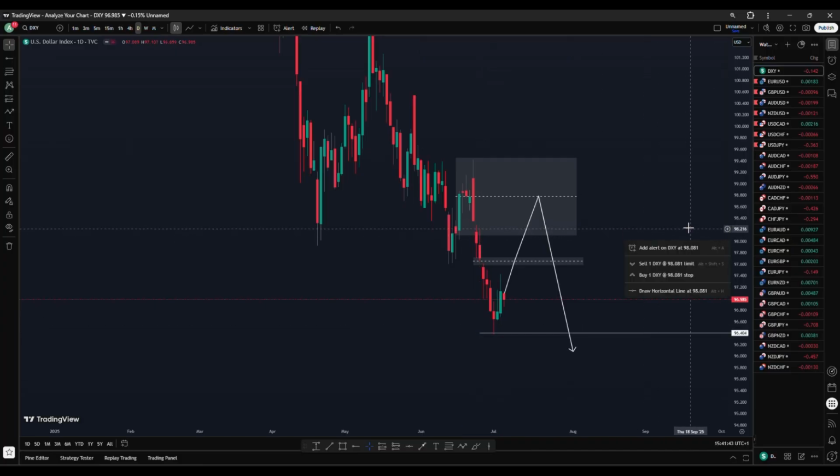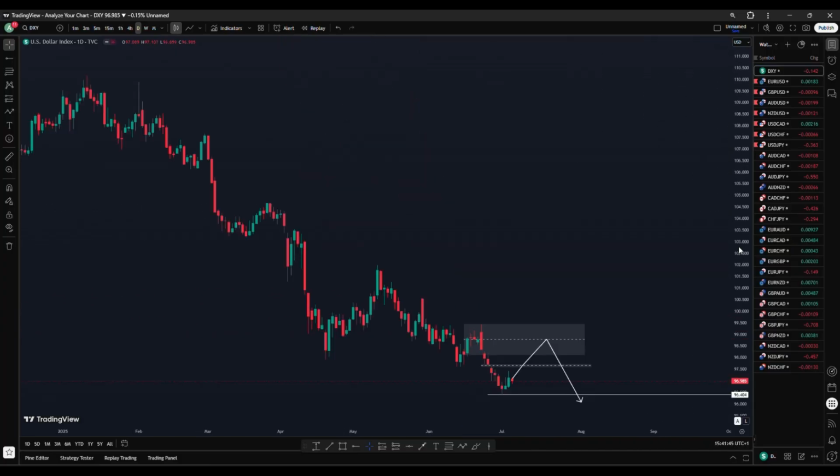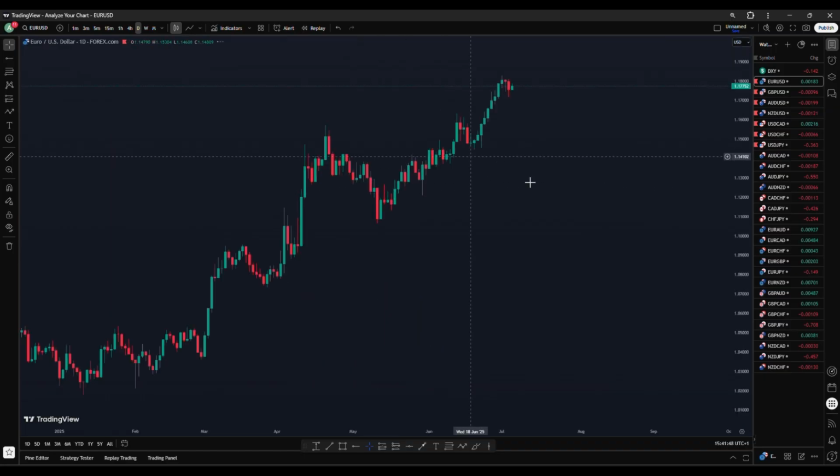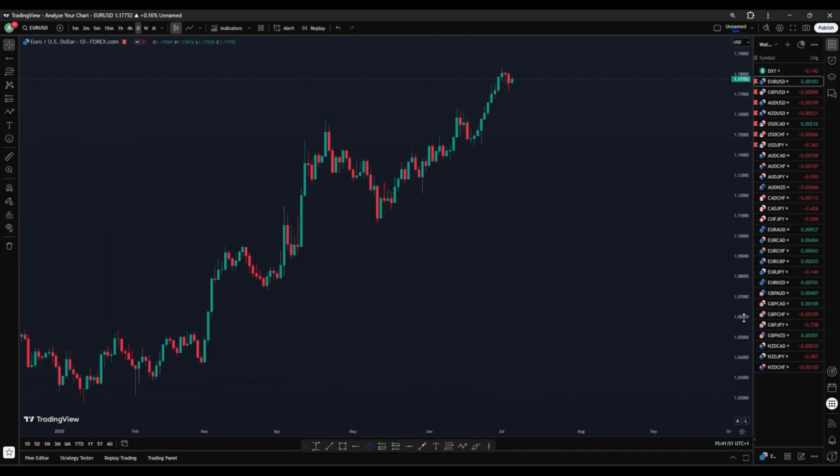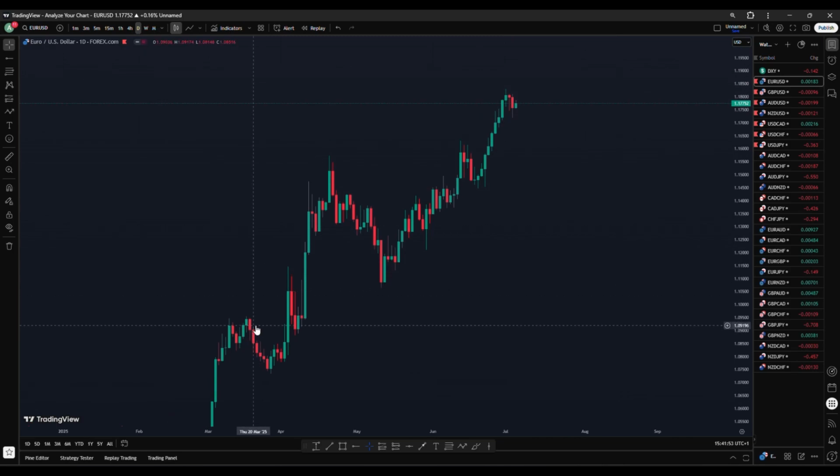Now, with that in mind, if you transition to the Euro USD price chart over here, you are going to see the opposite of what we just analyzed on the dollar index. Looking at the Euro USD price chart, you can clearly see that we are bullish also. So when we have a bearish dollar index, we are going to have a bullish Euro USD. Now, what I am looking forward to here is the same thing I will be looking forward to on the dollar index, just the opposite.